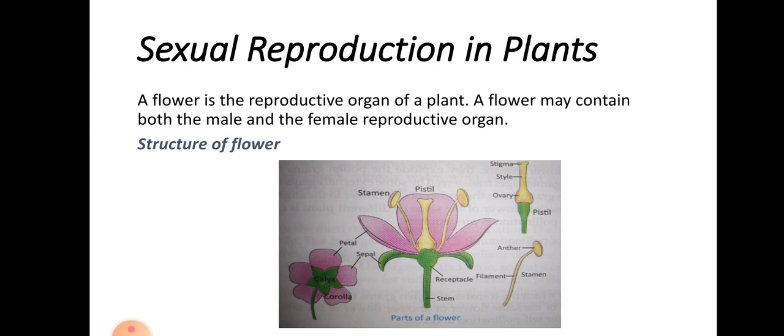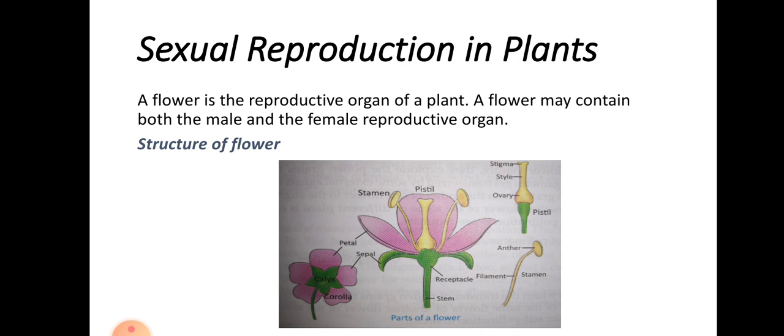Yes, a flower stands on a stalk called the pedicel. The upper part of the pedicel is swollen and is called what? Thalamus. Yes, or you can say receptacle. You can see it in the diagram. So the four whorls of a flower are supported on this receptacle. These four whorls are discussed below.